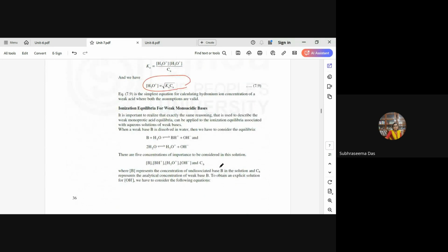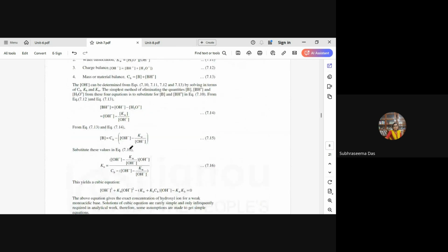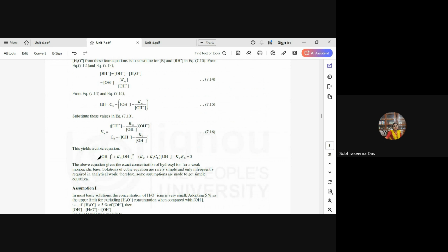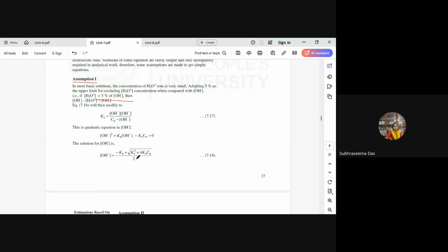Then coming to ionization equilibria for weak monoacidic bases. Similarly, we can use the different equations for the dissociations, and this also yields a cubic equation. We can find the concentration by taking certain assumptions. In the first assumption, the concentration of H3O plus is less than 5% of the concentration of OH minus.